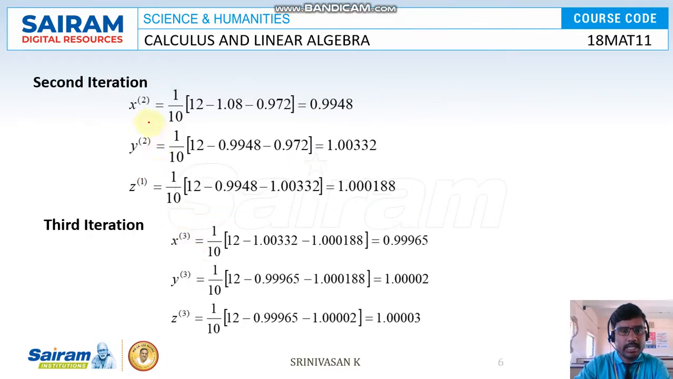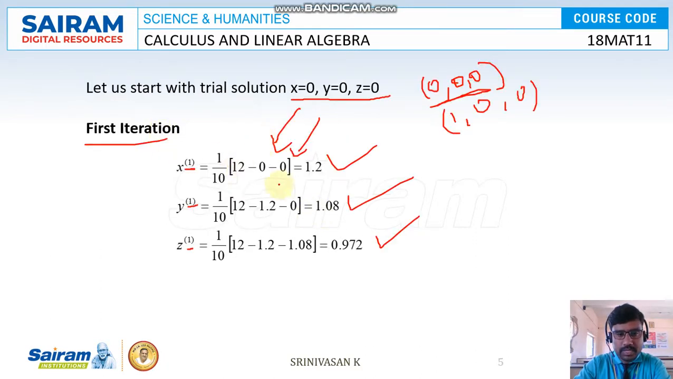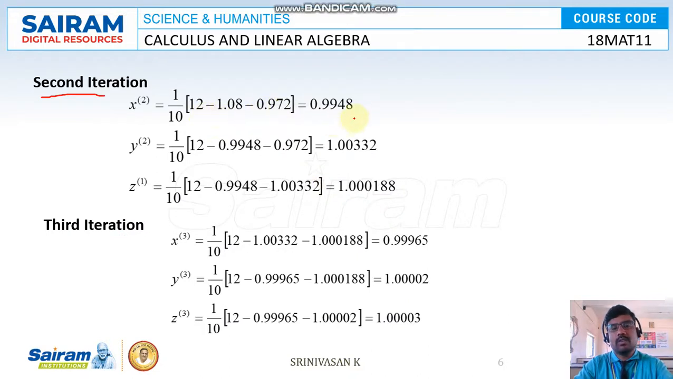What is the second iteration? Here in the second iteration, we substitute the x1, y1 and z1 values. In the first iteration we substituted x equal to 0, y equal to 0, z equal to 0, and after substituting we got x is 1.1, y is 1.08, z is 0.972. In the second iteration we substitute the first iteration values, and we get x2, y2 and z2. This is for the second iteration.